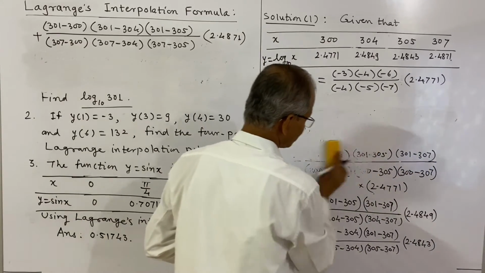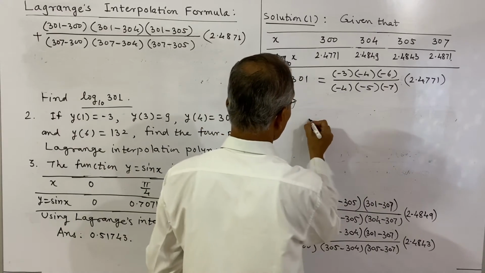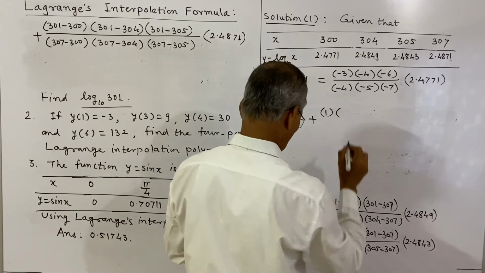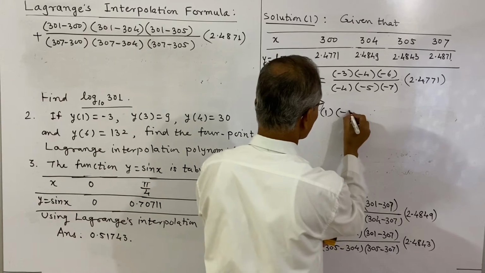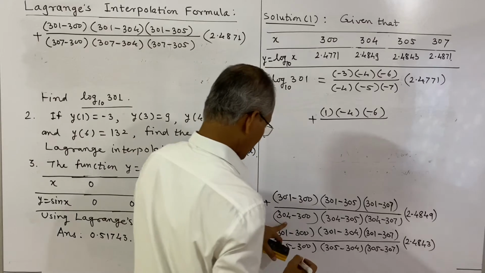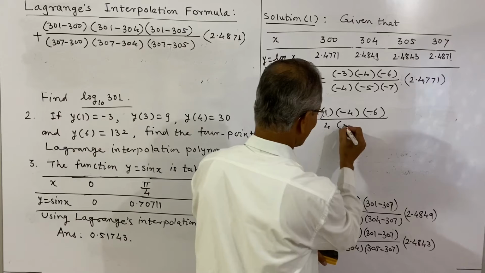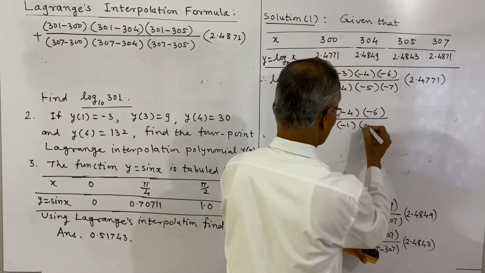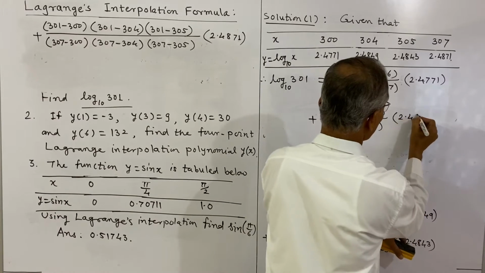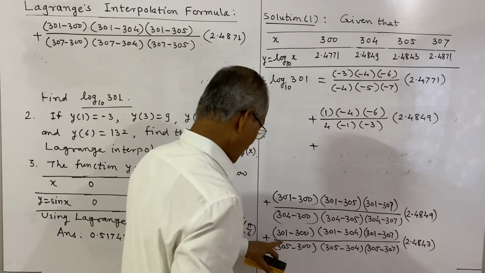Now the next is plus, this is 1, then this is minus 4, this is minus 6, divided by, it is 4, this is minus 1 and this is minus 3, yes, and it is multiplied by 2.4849.